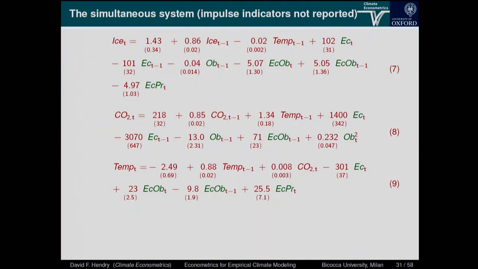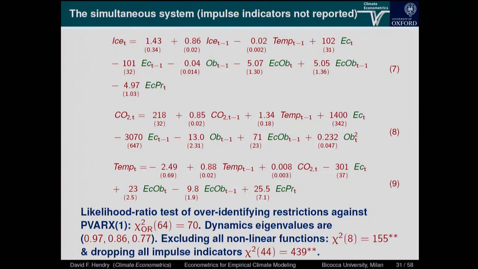But it's not that that's causing the ice ages, right? It's changing temperature. And of course, here it's endogenous, now it's exogenous. And we'll see that that matters. So, likelihood ratio test shows it easily satisfies the over-identifying restrictions, although there are 64 of them, and you can't reject the nonlinear function, you can't drop the nonlinear functions, and you can't drop the impulses. They're very, very highly significant.